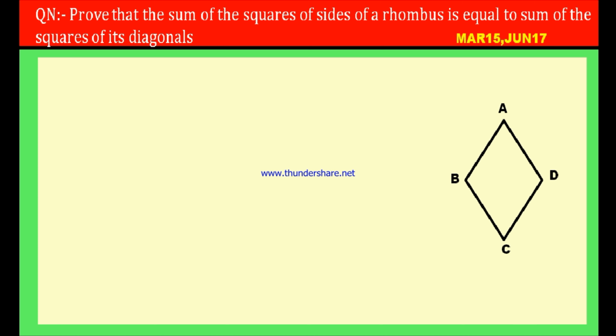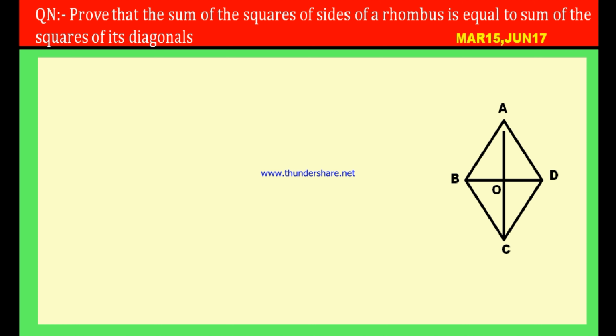Of course, in a square also all the 4 sides are equal. But the difference between rhombus and square is, in a square each angle is equal to 90 degrees, but in a rhombus the angle need not be 90 degrees. And in a square the diagonals are equal, whereas in a rhombus the diagonals need not be equal.